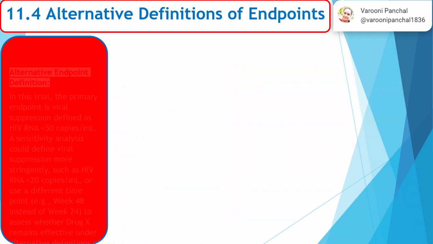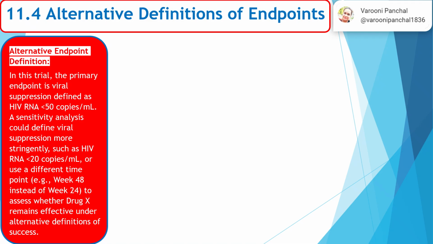Number 11.4. Alternative definitions of endpoints. In this trial, the primary endpoint is viral suppression, defined as HIV RNA less than 50 copies per milliliter. A sensitivity analysis could define viral suppression more stringently, such as HIV RNA less than 20 copies per milliliter, or use a different time point, e.g., week 48 instead of week 24, to assess whether drug X remains effective under alternative definitions of success.